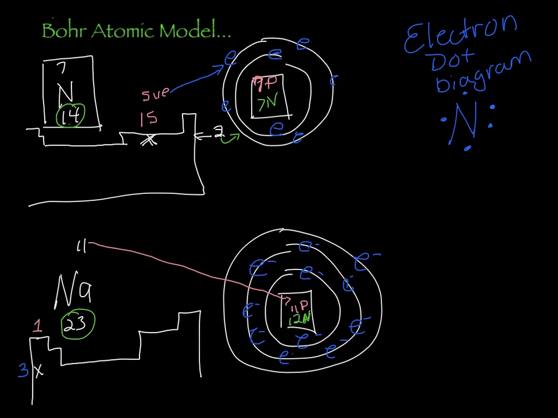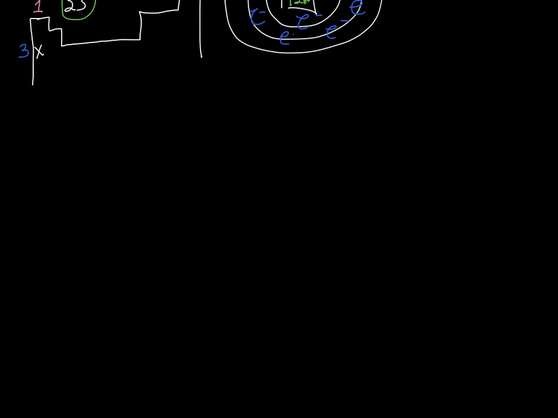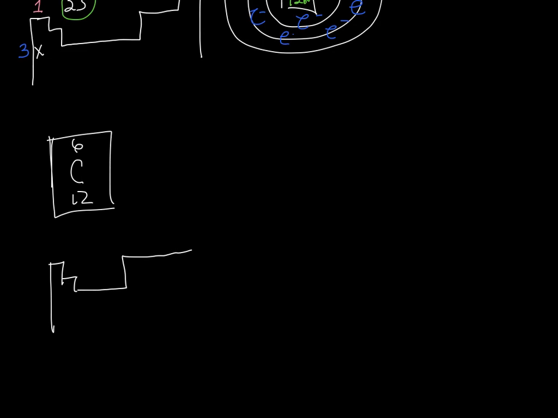We'll do one more. We'll do carbon. Carbon has an atomic number of 6, atomic mass of 12. So if we look for its position on our sketch of our periodic table, carbon is right here in the 14th group. It is in the 2nd period.